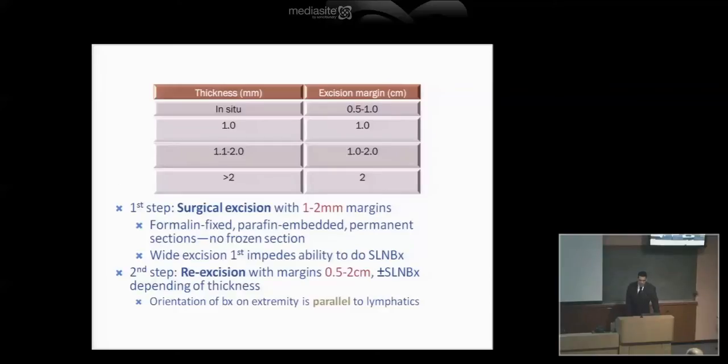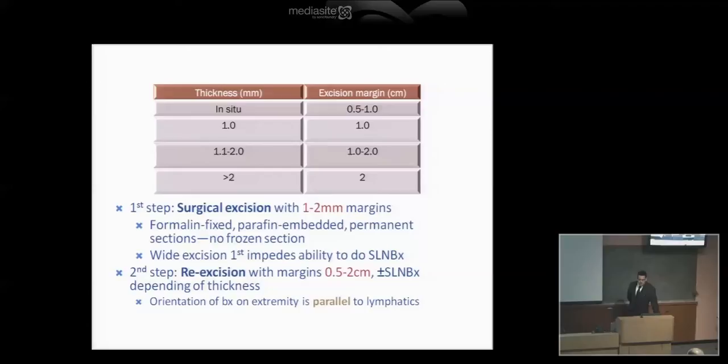So just to summarize, for a melanoma in situ, the margin should be about 0.5 to 1 centimeter, again based on the location. For melanomas up to 1 millimeter, the excision margin should be 1 centimeter. For 1.1 to 2 millimeters, it should be 1 to 2 centimeters based on NCCN guidelines. For any melanoma above 2 millimeters, you should get at least a 2 centimeter margin.